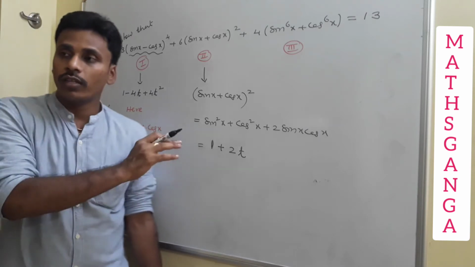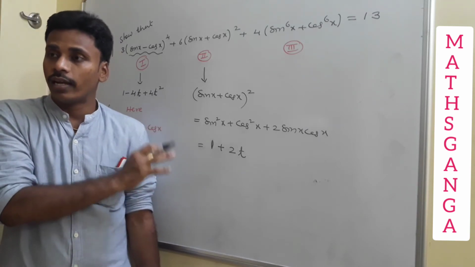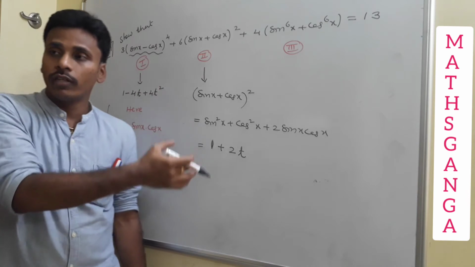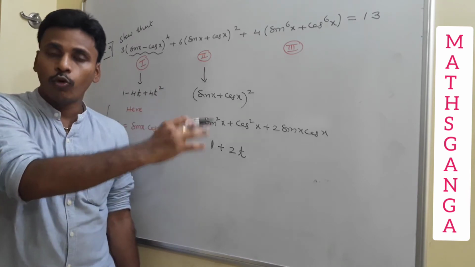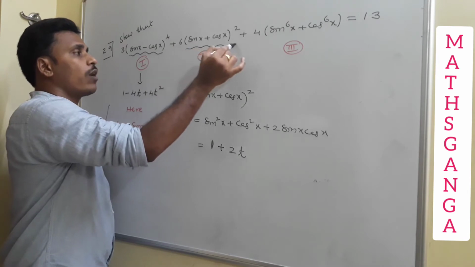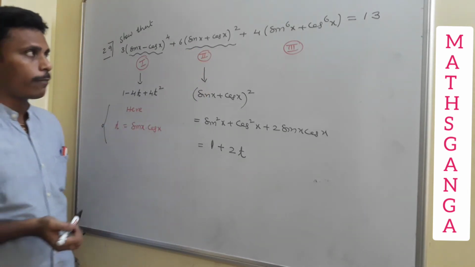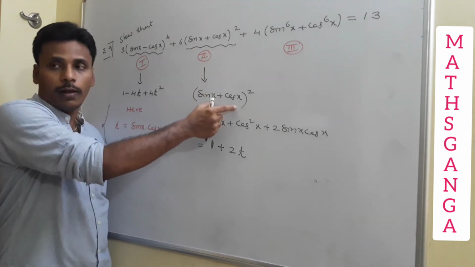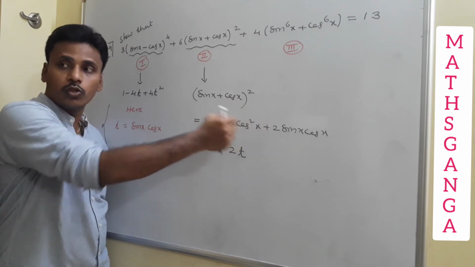Again I will erase this for the space concern. Have a look at the second simplification, and then I will move on to the third simplification. At the end I am going to combine all these three things. For the second simplification, look at this (sin x plus cos x) whole square. Use the a plus b whole square formula: a square plus b square plus 2ab.